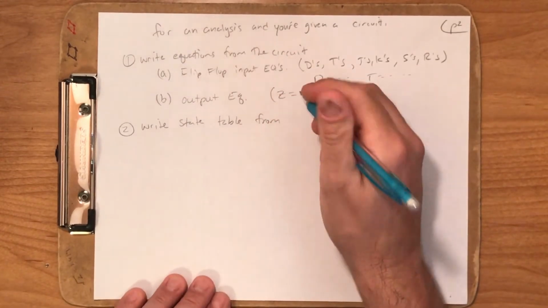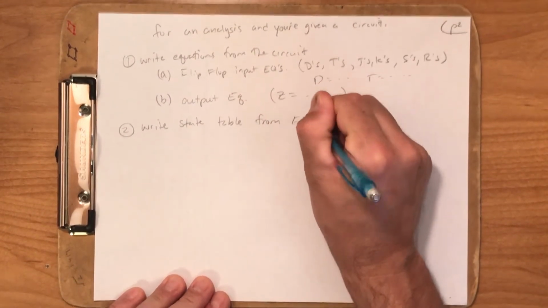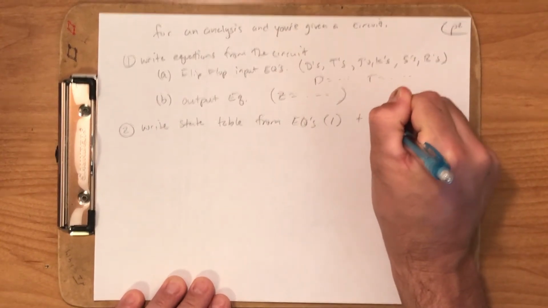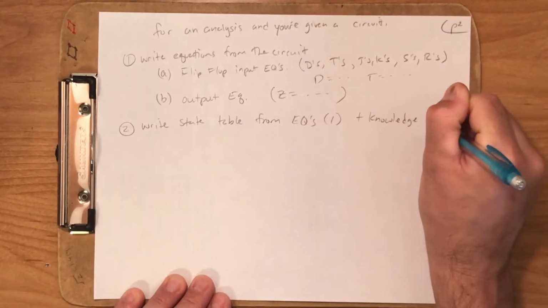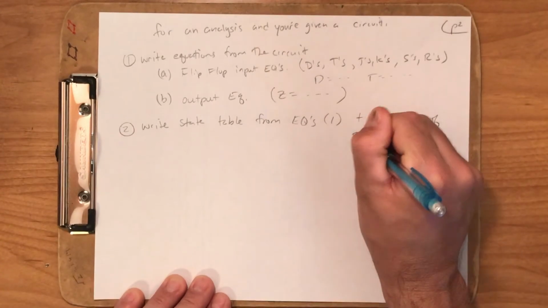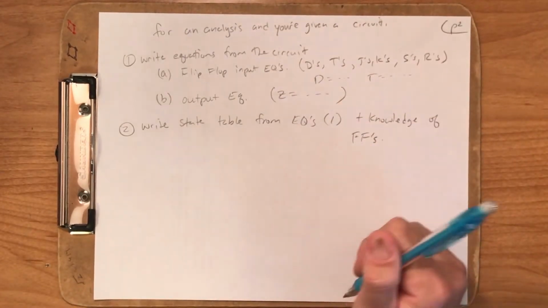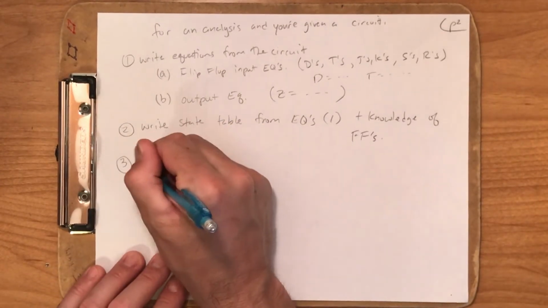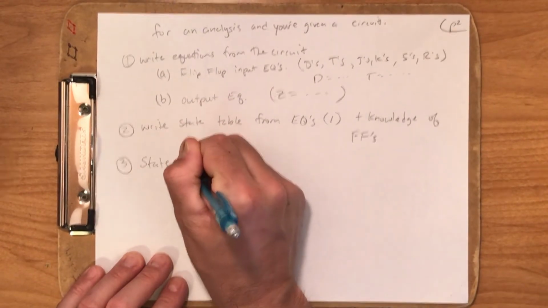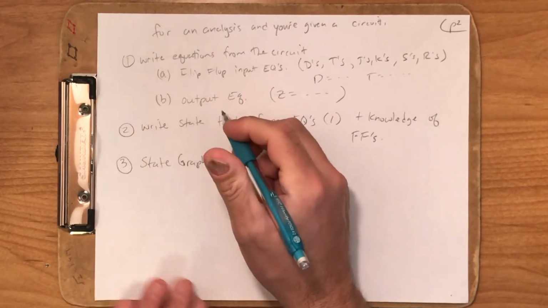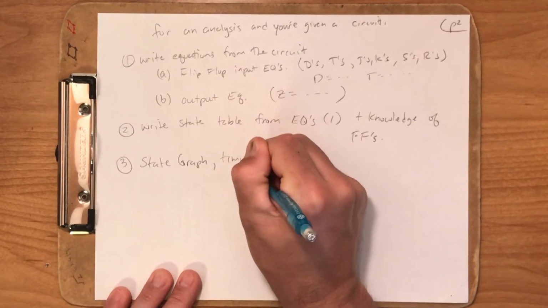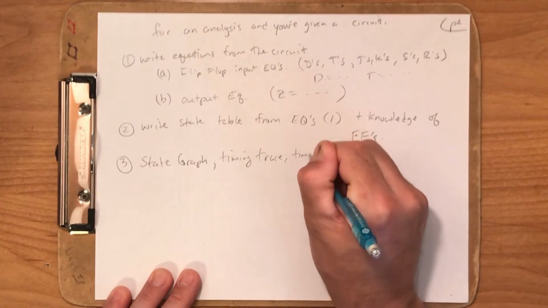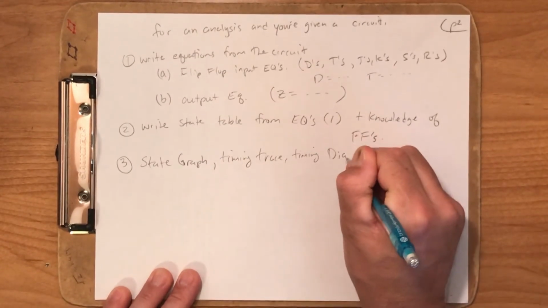Step 2: write the state table from the equations and knowledge of flip-flops. Then step 3, you answer the questions that are asked for, and that is generally state graph, timing trace, possibly a timing diagram.